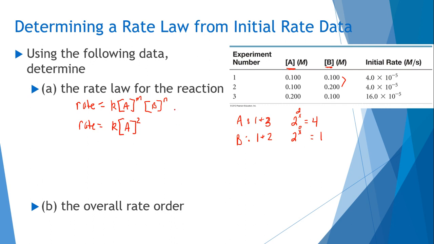So that means that B is a 0 order reaction. And whenever something's a 0 order reaction, you don't have to write it. You can omit it. So my rate for this one is as follows. So remember, my overall rate order is M plus N. So M we found was 2 plus 0. My overall rate order is 2.